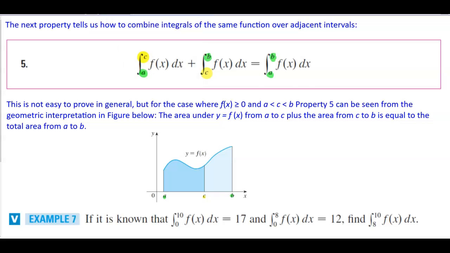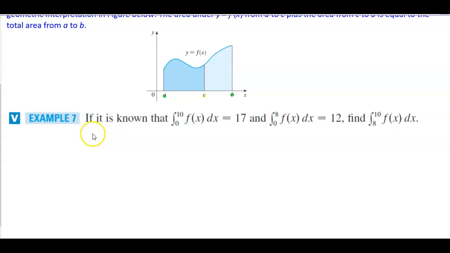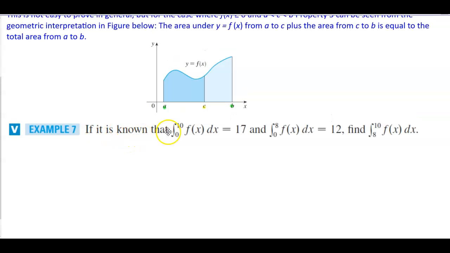Now let's take a look at example number 7. It says, if it is known that the integral of f(x) dx from 0 to 10 is equal to 17, and the integral of f(x) dx from 0 to 8 is equal to 12, we want to find the integral from 8 to 10 of f(x) dx.